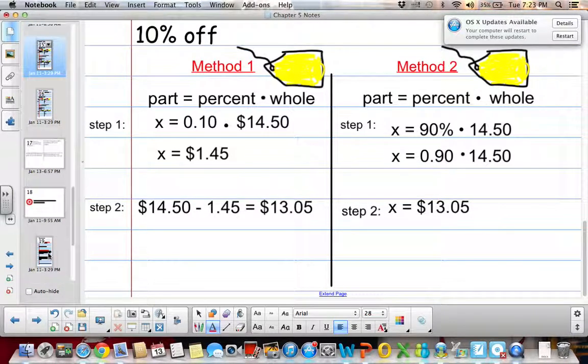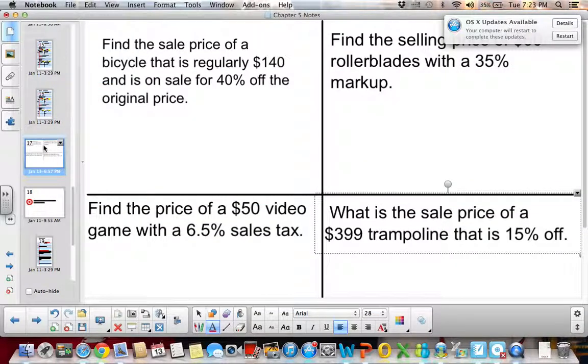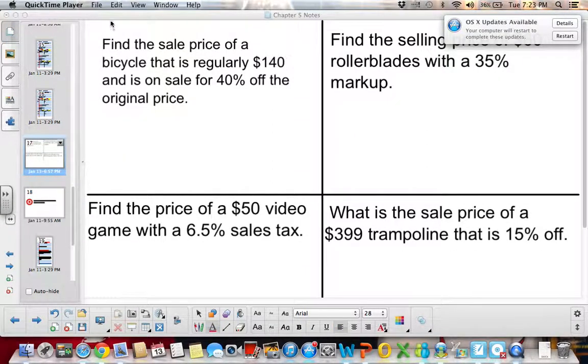Okay, I have a few problems for you. I want you to pause me really quick, do all 4 of these problems, and then come back and check your work. First: find the sale price of a bicycle that is regularly $140 and is on sale for 40% off of the original price. I forgot to mention that you could do this in method 1 or method 2.